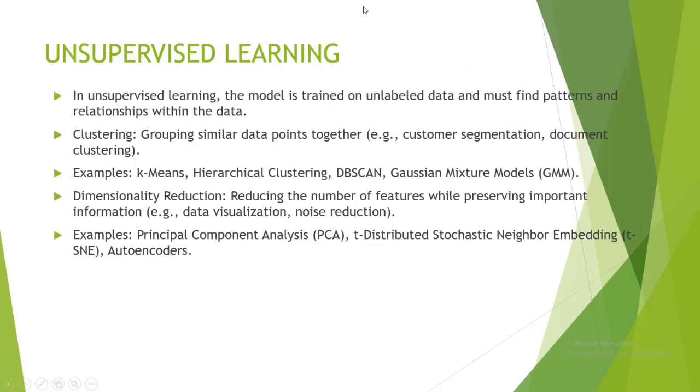And second one, unsupervised learning. In unsupervised learning, the model is trained on unlabeled data and must find patterns and relations within the data. In this, we have clustering and dimensionality reduction. Clustering means grouping similar data points together, and the K-means algorithm, hierarchical clustering, and DBSCAN will be there. Dimensionality reduction means reducing the number of features while preserving important information. Examples are principal component analysis and t-distributed stochastic neighbor embedding.